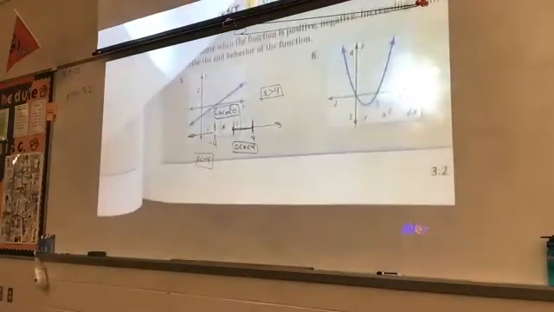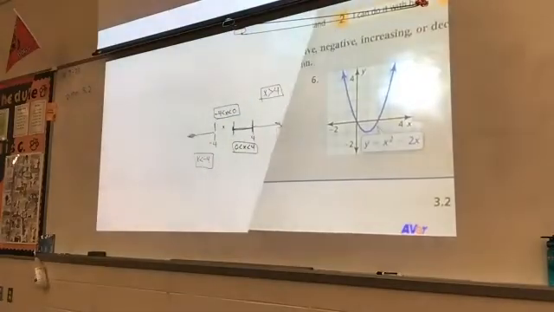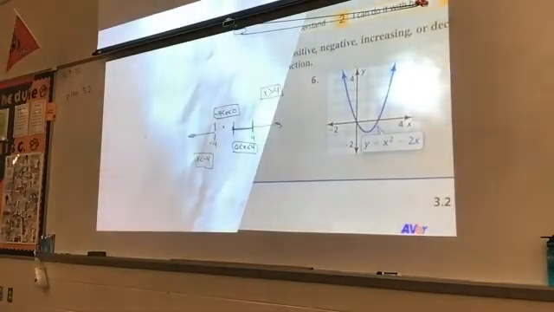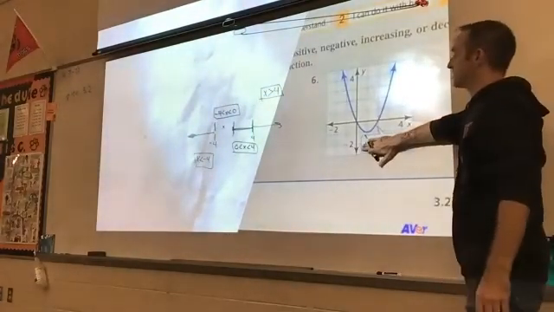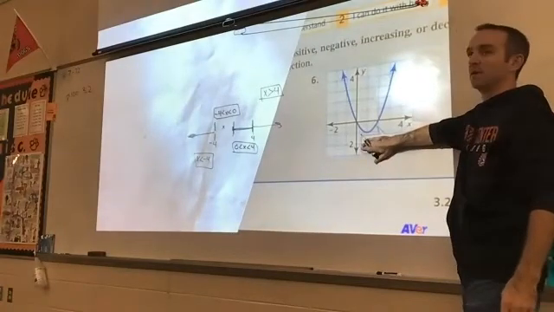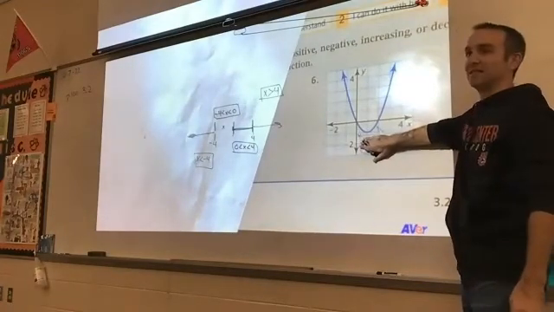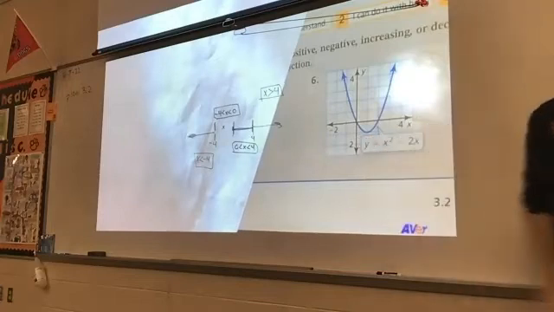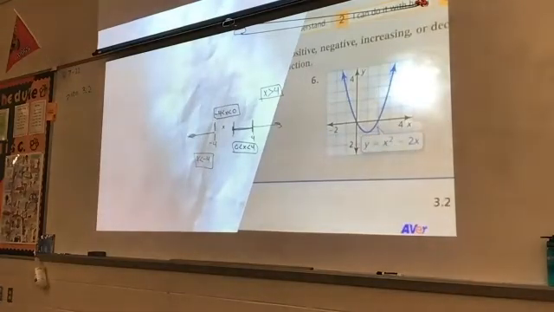Look at number 6 here. Okay, ignore the equation. The equation doesn't mean anything for us. I want you to figure out, you work with somebody around you, that's fine. When is it positive? When is it negative? Feel free to talk to someone.